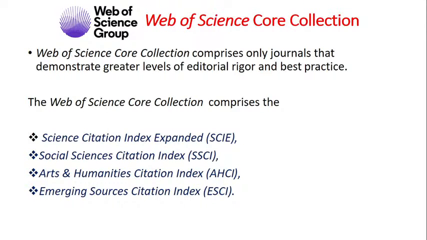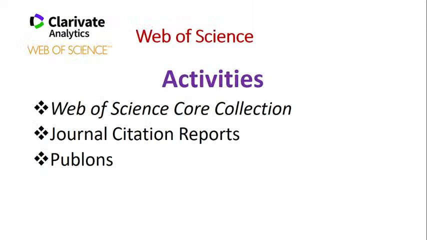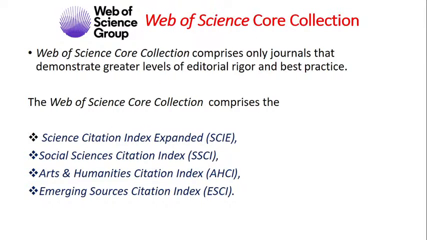In the Web of Science Core Collection, what work are they doing? As I already said, there are three activities. The first activity is the Web of Science Core Collection. It consists of only journals that demonstrate a greater level of editorial rigor and best practice. So they select journals with a greater level of editorial rigor and best practice, best editorial code, best editorial policy, and they follow plagiarism-related policies and everything.